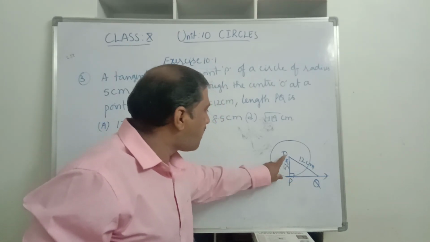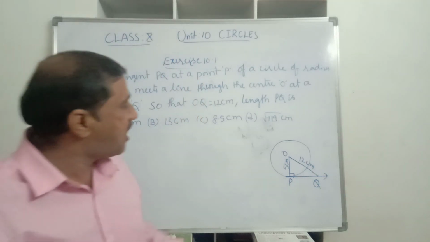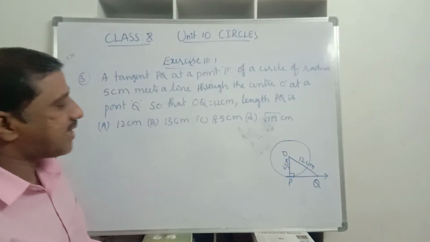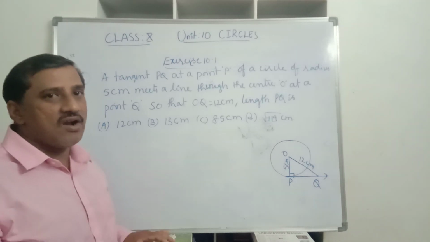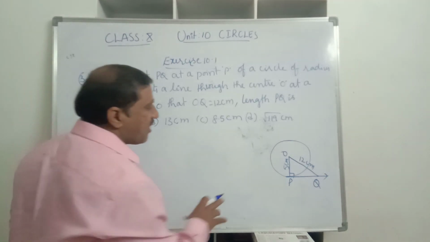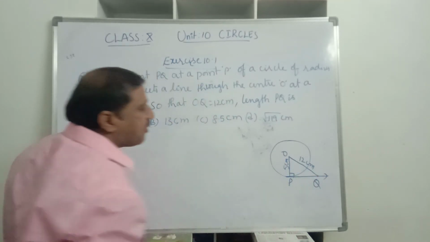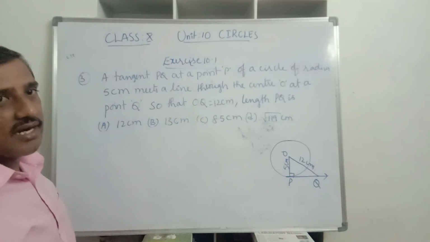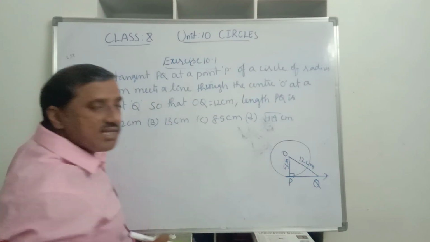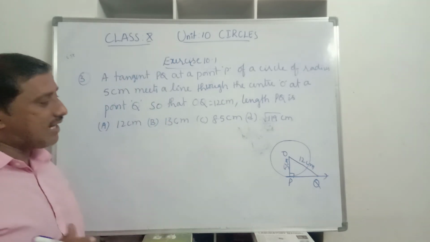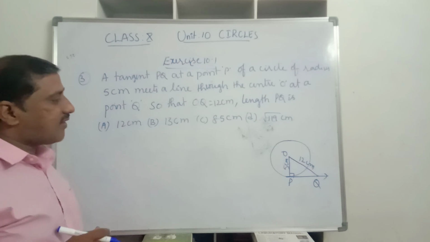Radius is given as 5 centimeters, and OQ is equal to 12 centimeters. Then we got a triangle. What kind of triangle is it? A right angle triangle. Why is it a right angle triangle? Because the radius is always perpendicular to the tangent at the point of contact. So to find PQ, apply what? Pythagoras theorem. Then we can find the length of PQ.